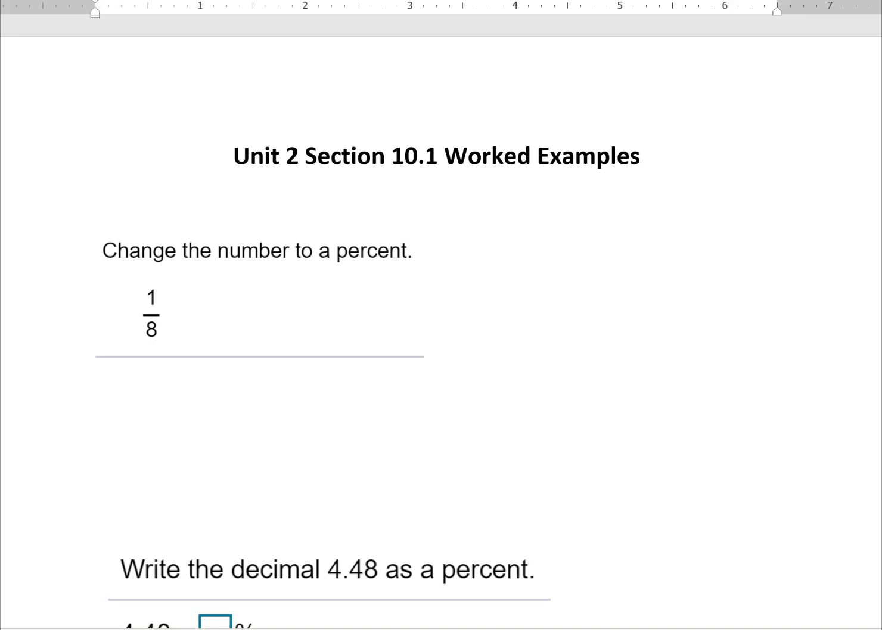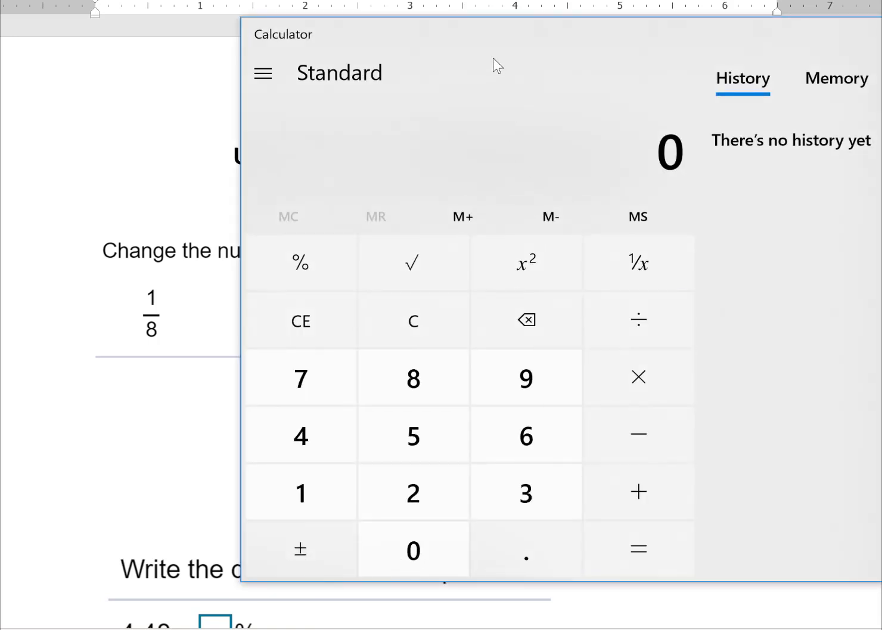Unit 2, Section 10.1 Worked Examples. Change the number to a percent. To change a number to a percent, and this is a fraction, the first thing we're going to do is divide the fraction, get the decimal, and then multiply by 100.